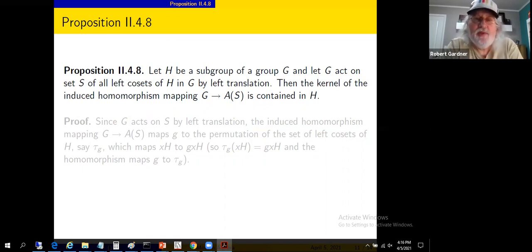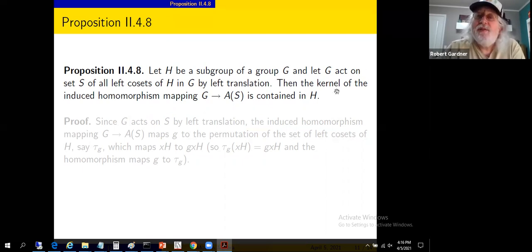And we'll have the symbols. They're coming, and I see them in the shadows from here. The claim is the kernel of the induced homomorphism, mapping G to this group of permutations, is contained in H. So we're getting a kernel contained in a subgroup using group action.